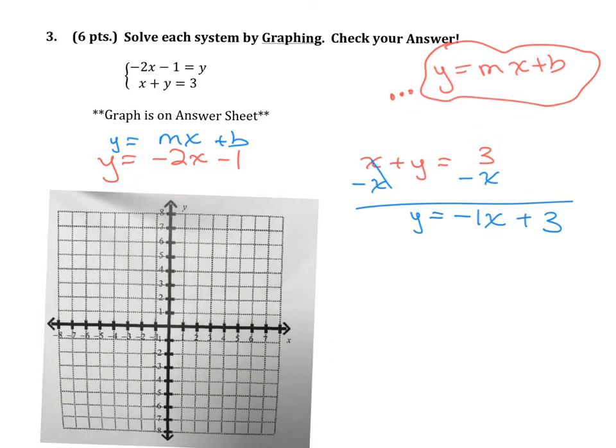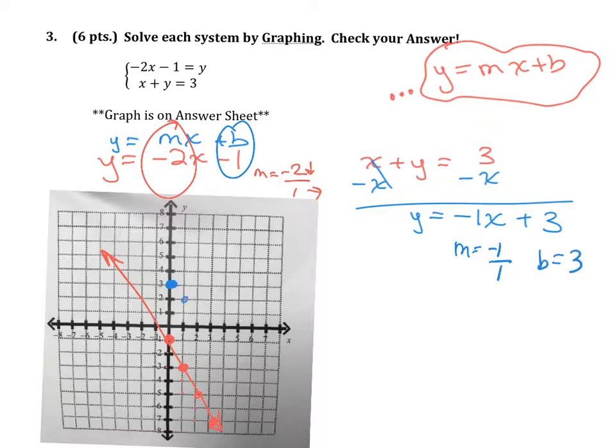In order to graph these, let's graph the red one. y equals negative 2x minus 1. The y-intercept is negative 1. The slope is negative 2. So that means you're going to go down 2 and to the right 1. Down 2, to the right 1. Extend it out so that it goes on. The blue one, the slope is negative 1, or negative 1 over 1, and the y-intercept is 3. So you're going to go to 3 on the y-axis, go down 1 over 1, and keep on doing that.